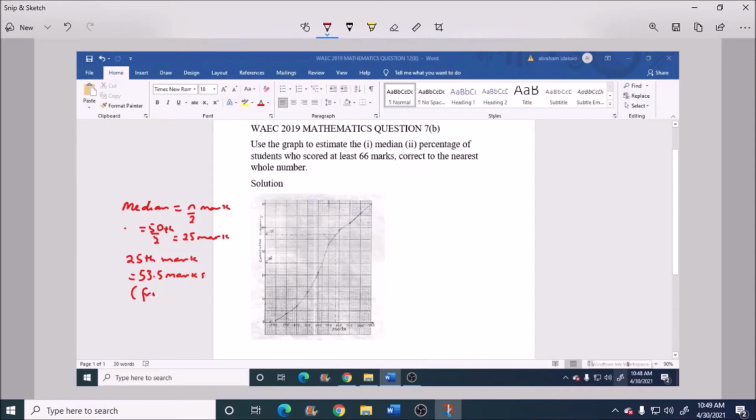Now to answer the second question, the number of students who scored at least 66 marks is equal to 50 minus 37, which is equal to 13.